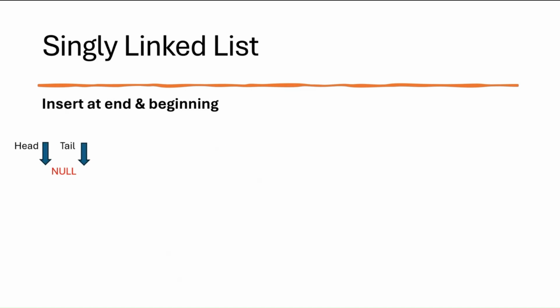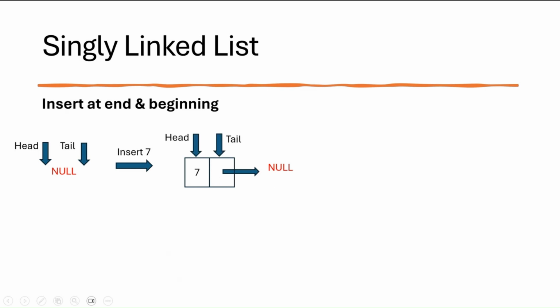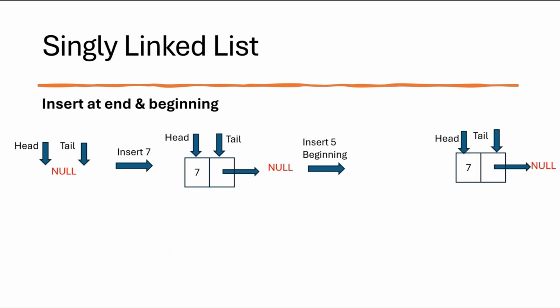Now insert at the end and beginning. Initially, let's say head and tail are pointing to null, and when we want to insert 7, it creates one node with the data 7, and the next pointer is null because it is the first element in the list. Head and tail will point to that first node. Now let's say we try to insert 5 at the beginning. It can be easily done by creating 5 as a node object, pointing the next reference of 5 to 7, and then shifting the head to 5.